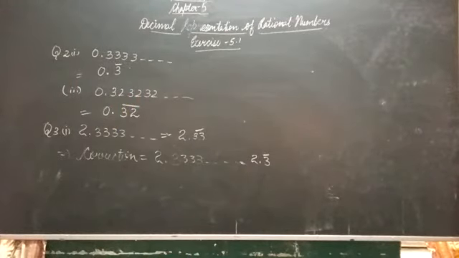Now, question number 4. Which of the following rational numbers can be represented as terminating and which as non-terminating decimals? Give the answer without actually dividing. So here we are given a number of rational numbers and we have to tell which among them are terminating and which are non-terminating.